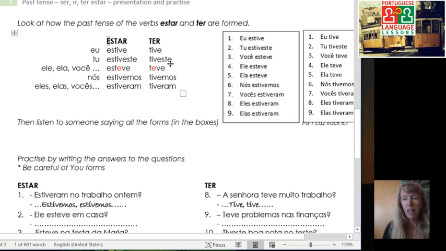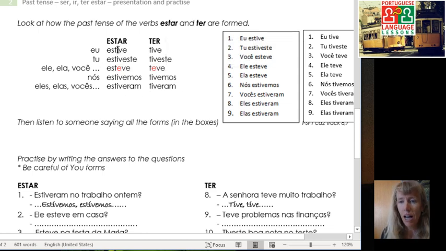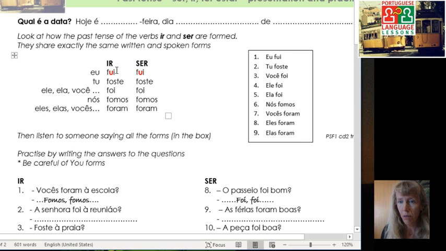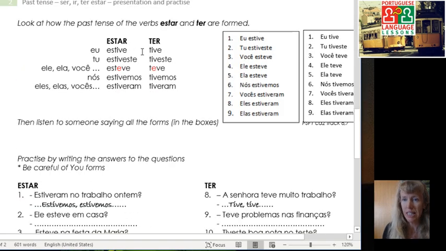Okay. So here we've got the third person being different. And I often say, if in doubt, I for I. So the one that's got the I in it is the I form. I forgot to say, also here we've got another I, but I guess we've got it in the third person too, fui. But definitely with the estar and the ter, if in doubt, if you're mixing up the first and the third one, remember I for I, and E for the third person.